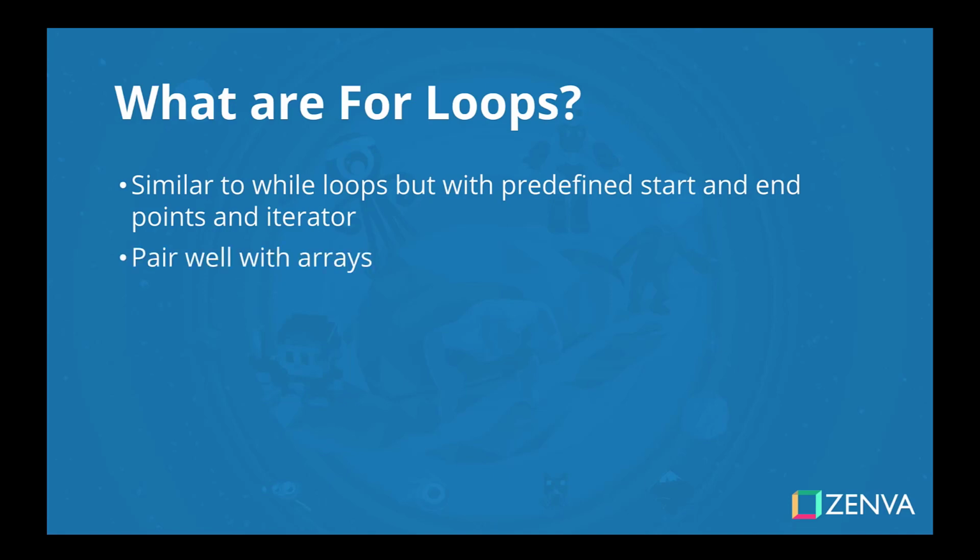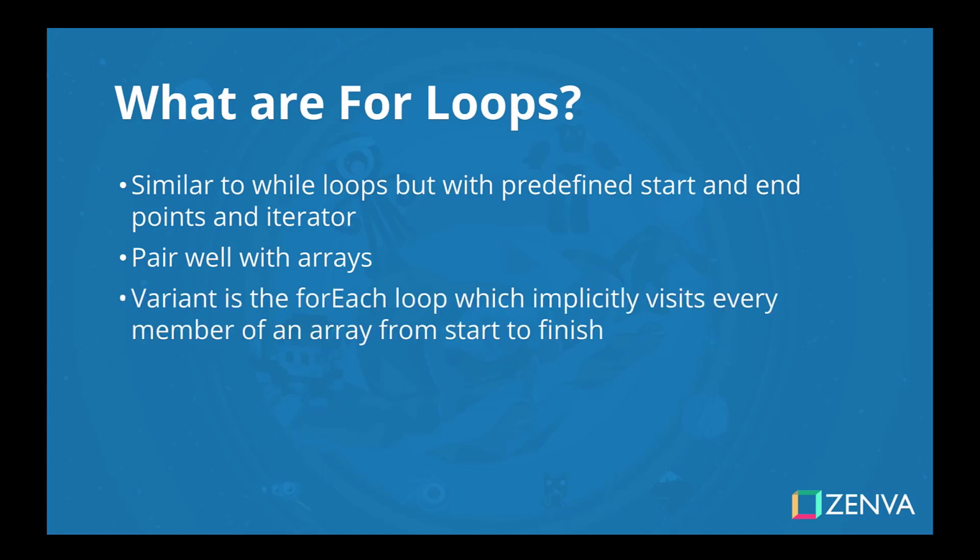Now, for loops pair very well with arrays because we have a start and end point and an iterator. We can essentially start at the beginning of the array, end at the end of the array, and iterate through each member. There's actually a specialized for loop to help us do this. That is the for each loop. In fact, it acts kind of like a function that is attached to every single array. It allows us to just visit every single member from start to finish without having to explicitly say so.